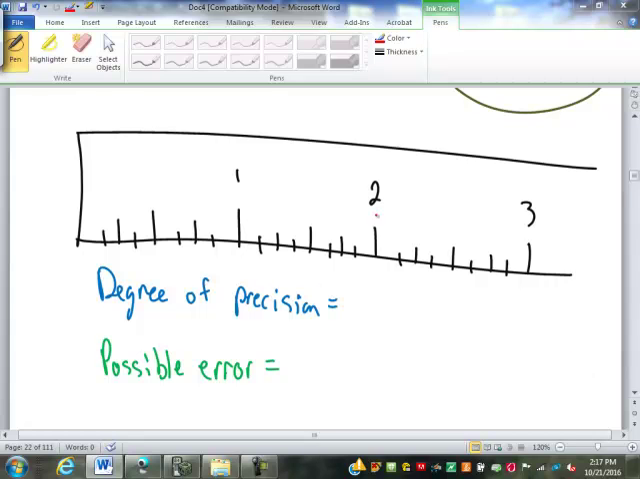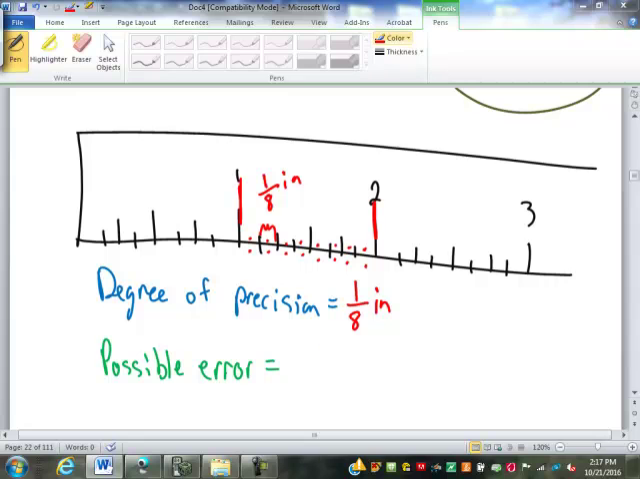So what's our degree of precision here? What's our smallest division? If I go between 1 and 2 inches, how many spaces are there? One, two, three, 4, 5, 6, 7, 8, right? So 8 spaces in an inch implies that each space is how much of an inch? An eighth. Good. So our degree of precision is an 1/8 inch.